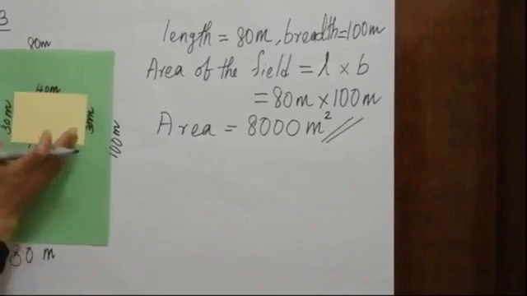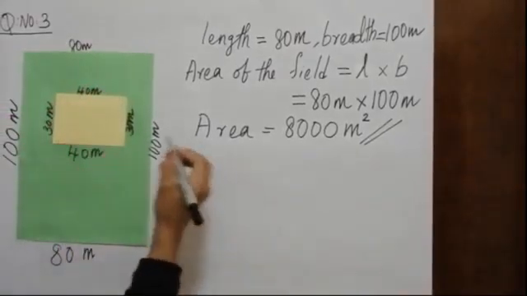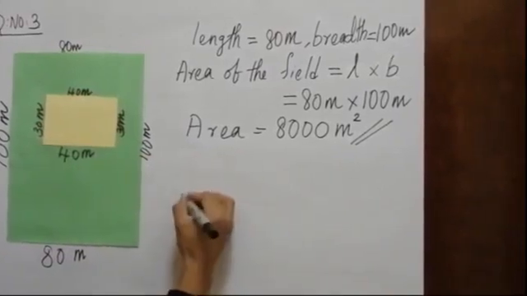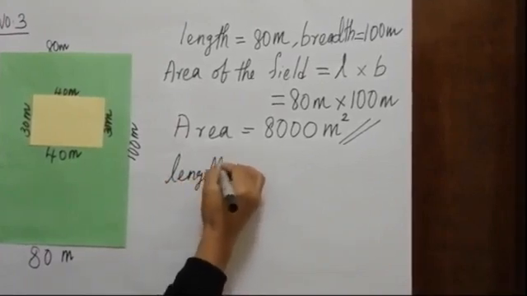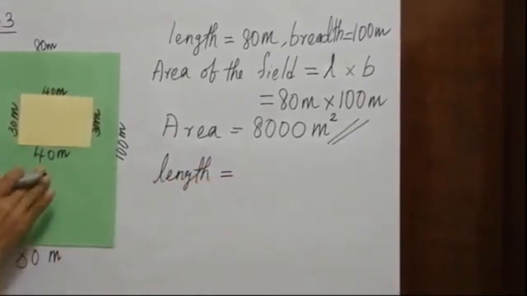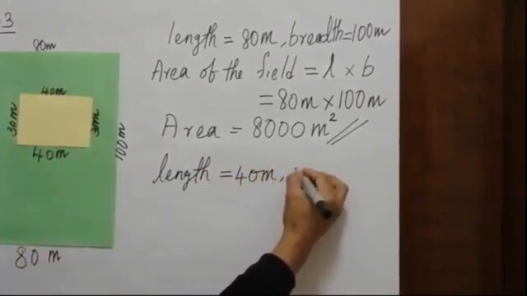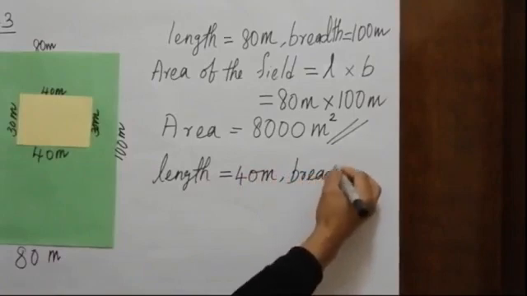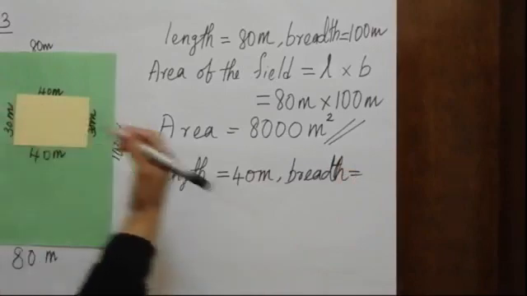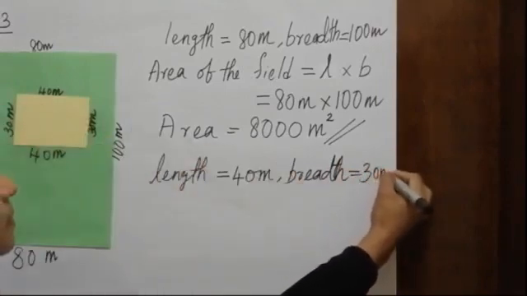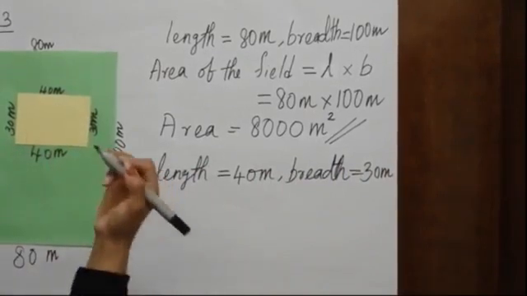Now we have to find out the area of the canvas. So we have to write the length and breadth of this canvas. Okay. Length is equal to 40 meter and breadth equals 30 meter. Now this is also a rectangle, so the same formula.